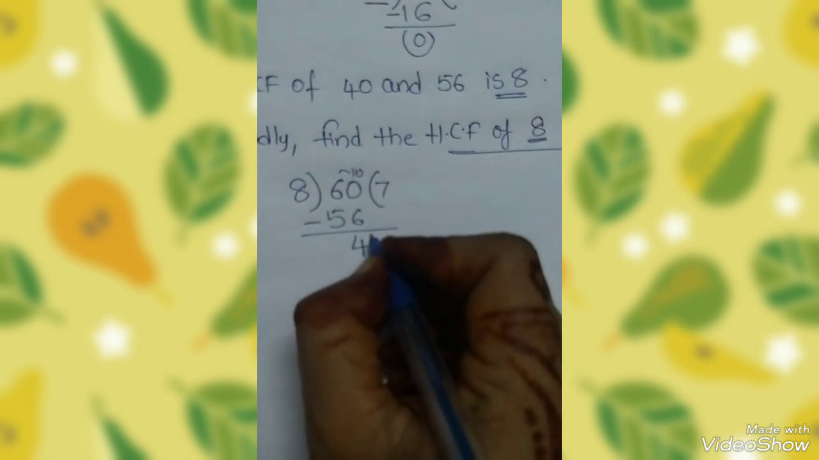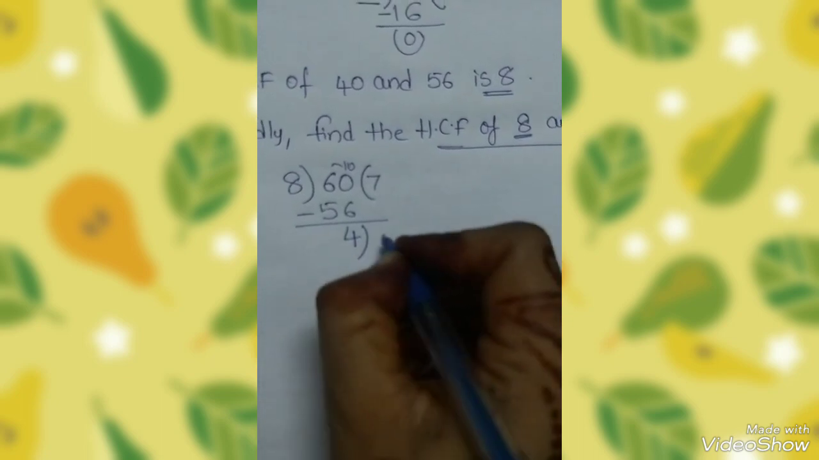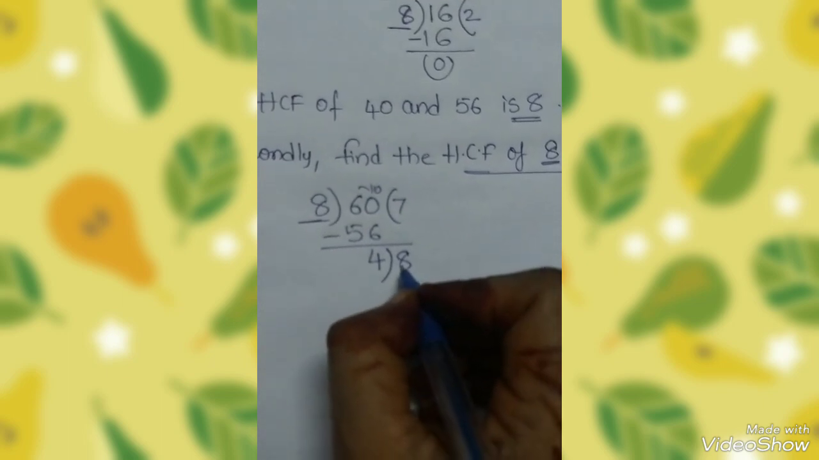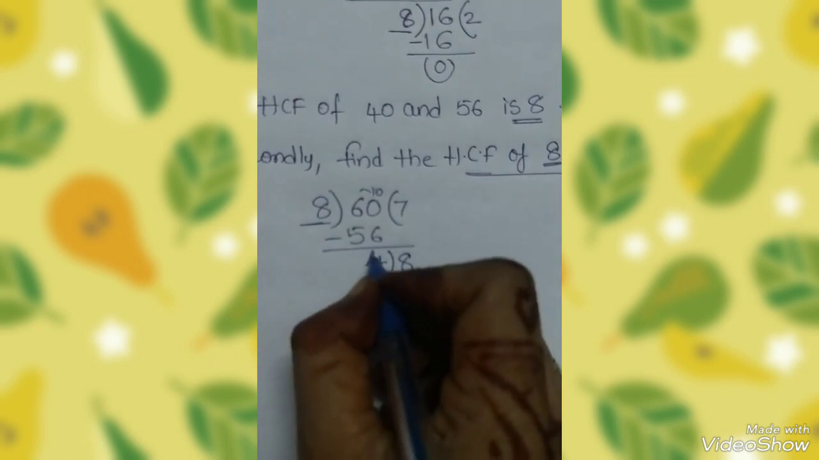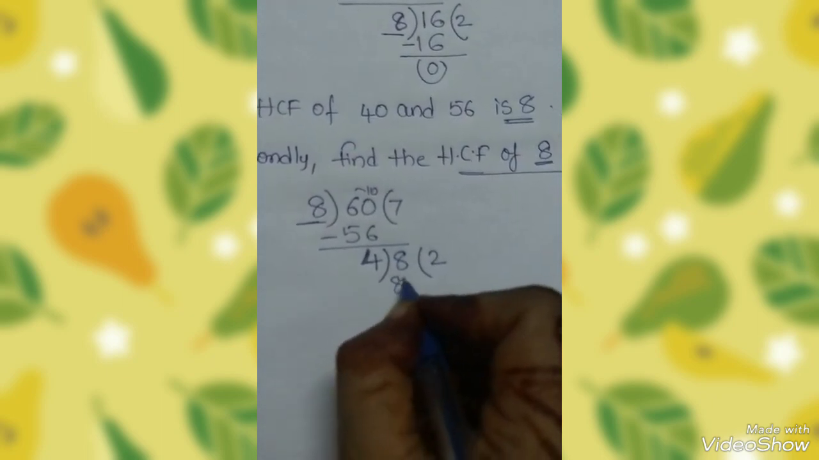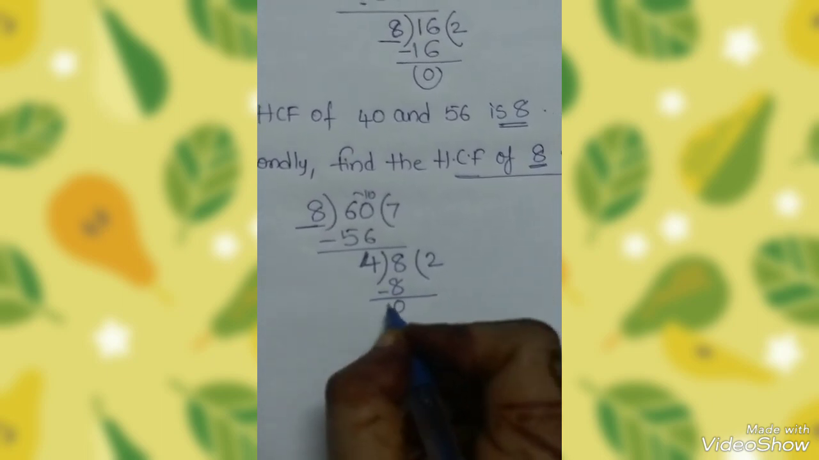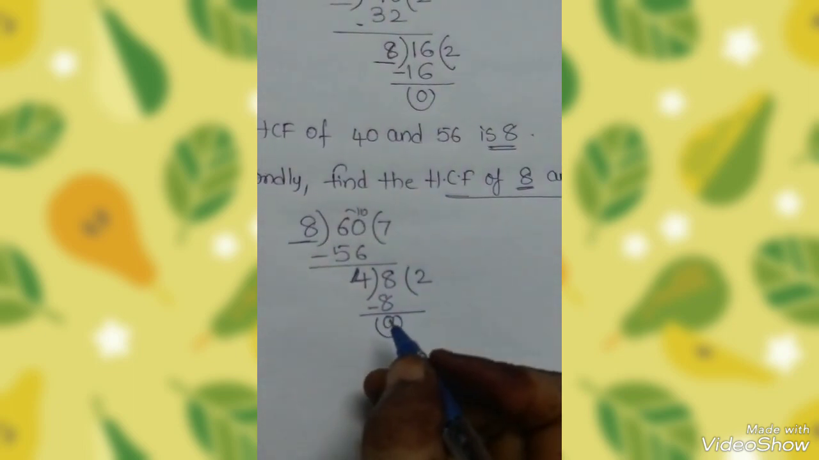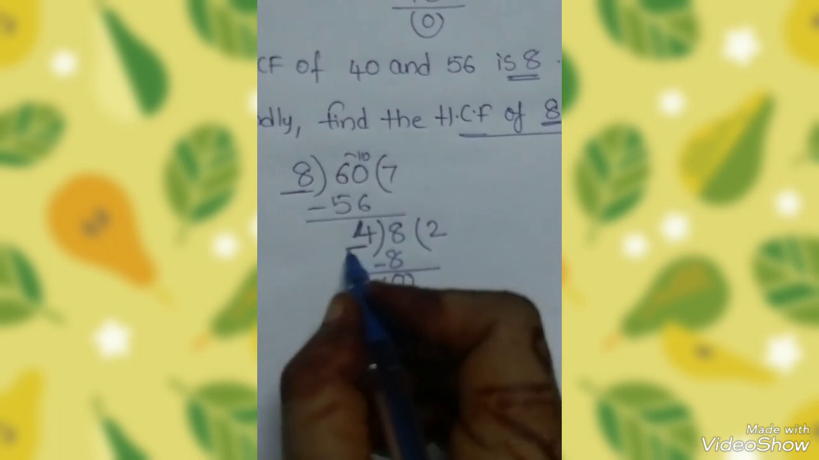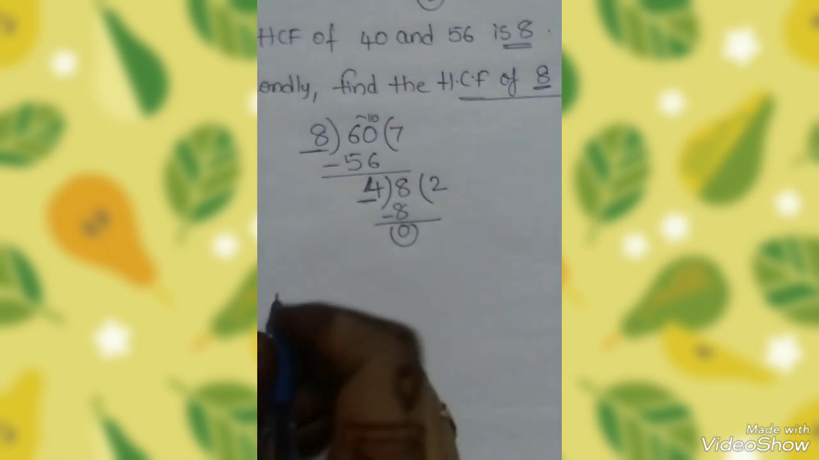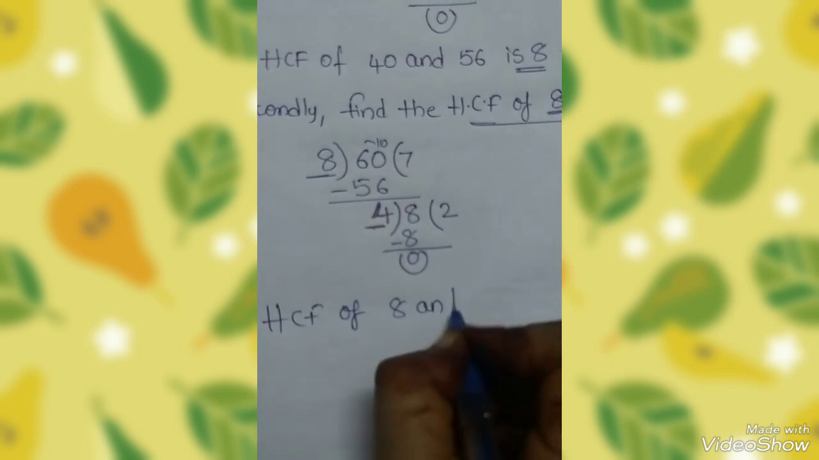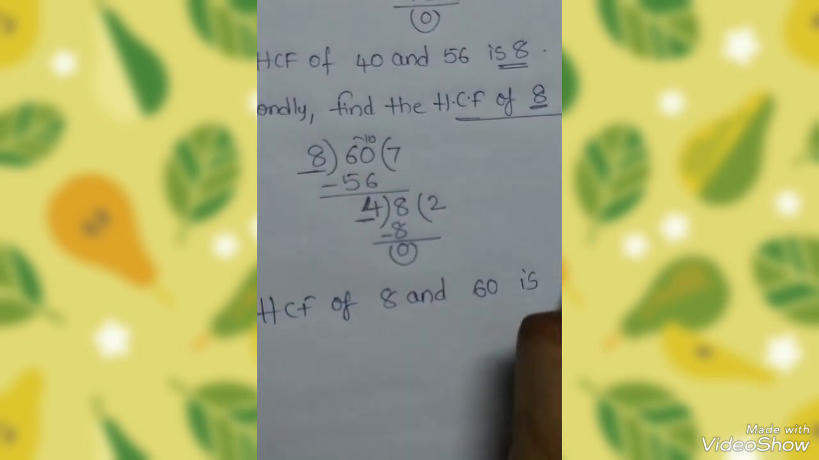The remainder is 4. Now divide 8 by 4. The last divisor is 8, so write down here divisor, and the remainder is 4. We have to divide with 4. 4 twos are 8. Minus, we obtain 0 here. So stop dividing. What is the last divisor here? 4. So HCF of 8 and 60 is 4.